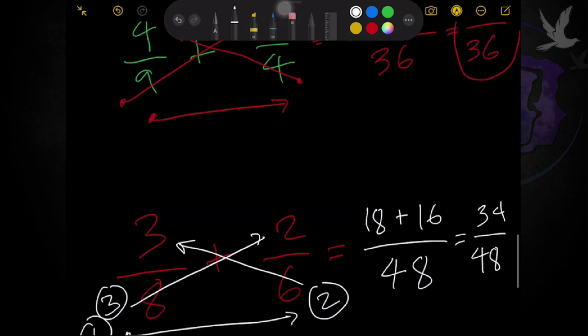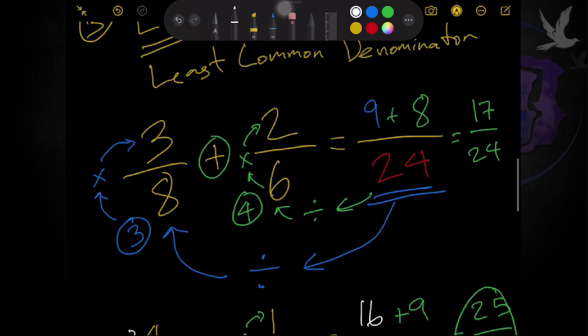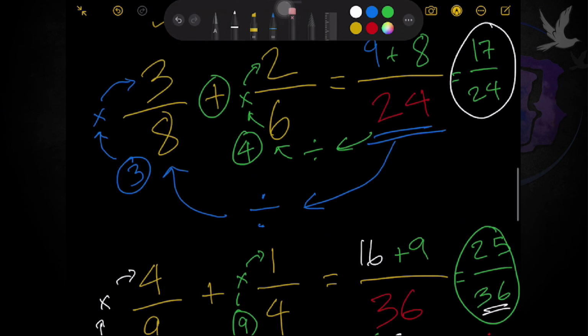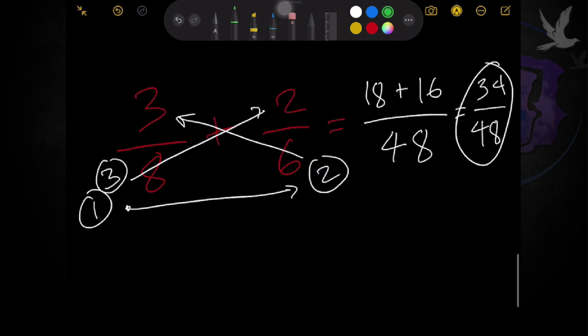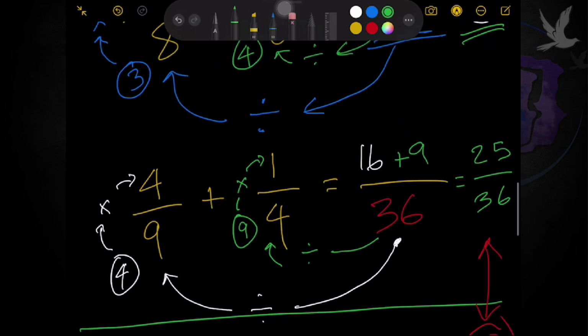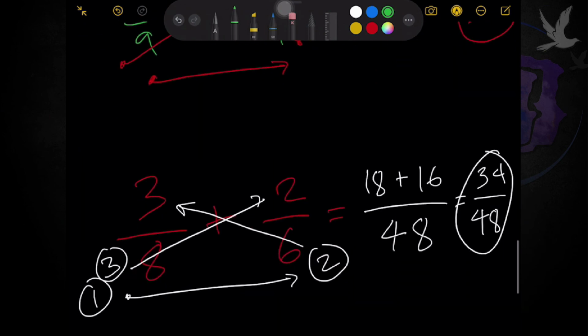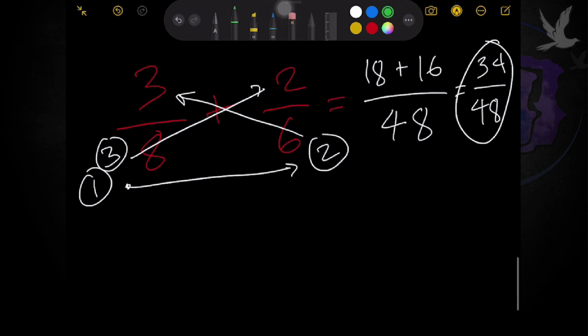So if you notice, in this case, we have an answer of 34 over 48, while yung dun sa taas is 17 over 24. Why did I compare it with 36 earlier? Sorry about that. Again, we are comparing it with this one. Okay, 3 over 8 plus 2 over 6. Kung mapapansin ninyo, we have 17 over 24 here, but our answer here sa baba, using the cross multiplication process, is 34 over 48.